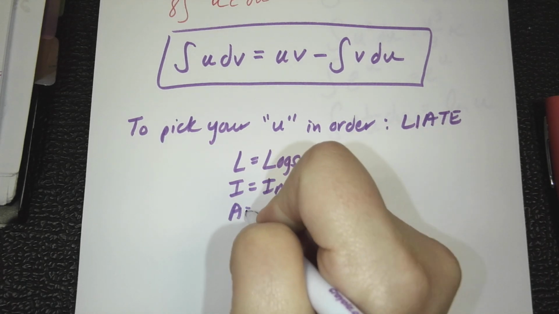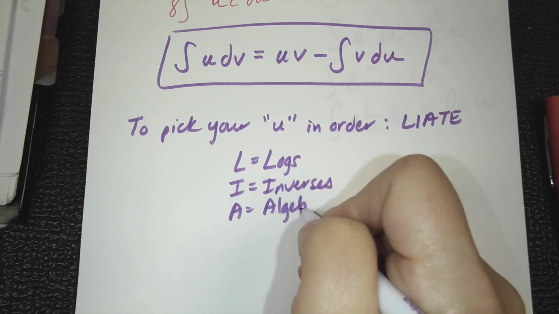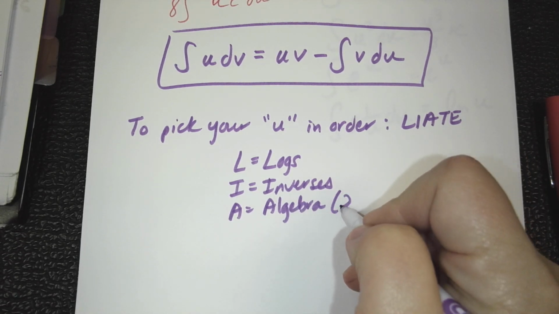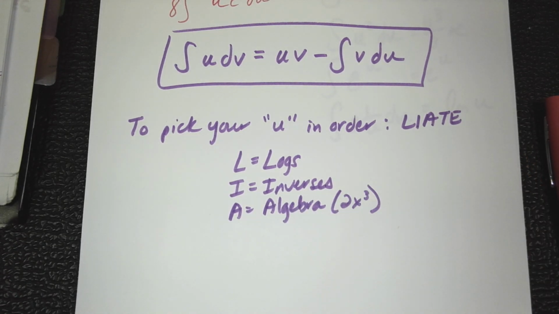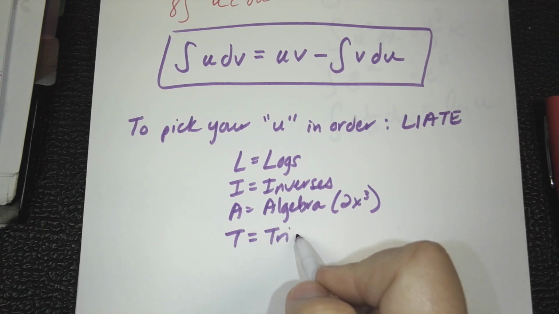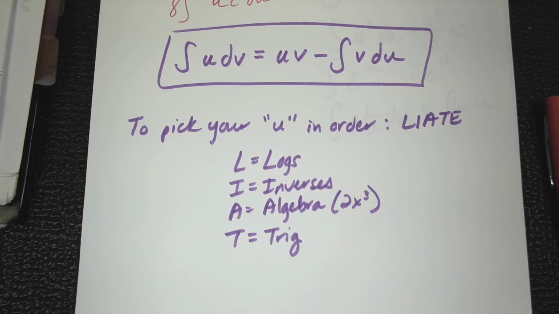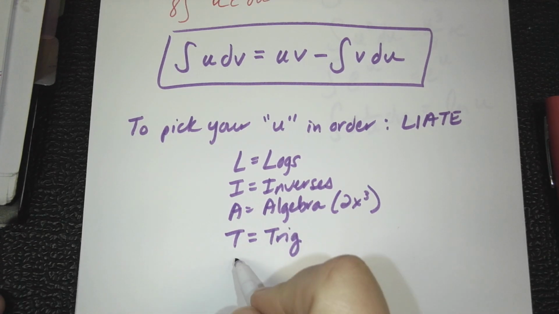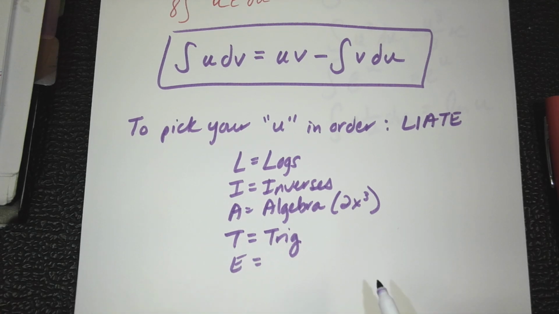A stands for algebra. When I say algebra, I mean something like 2x cubed. You would let that be your u. Anything algebraic looking. Anybody want to take a guess what T stands for? Trig. Last but not least, guess what E is?